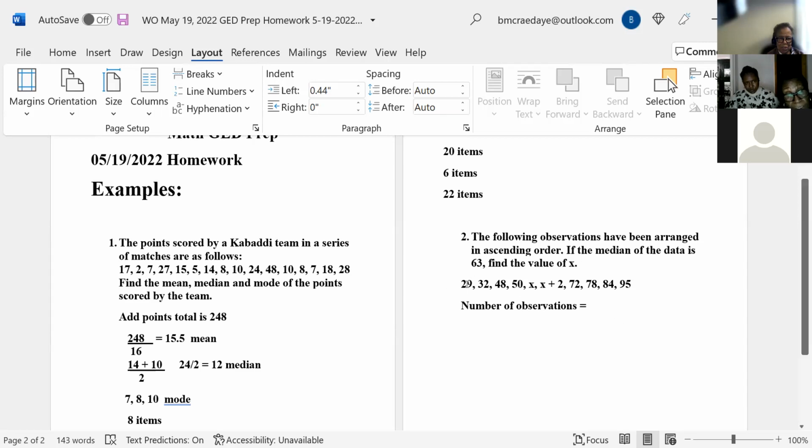Just a minute. After every comma, remember each observation is separated by a comma, right? Okay, so now tell me how many observations are there? 11? No. Each observation is separated by a comma. So Alva, how many do you see?